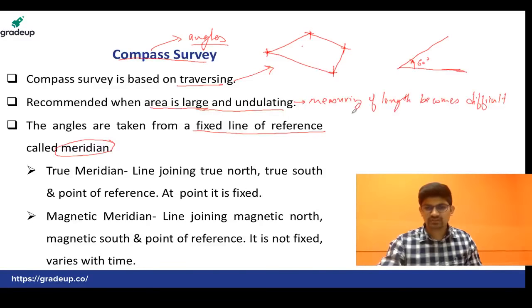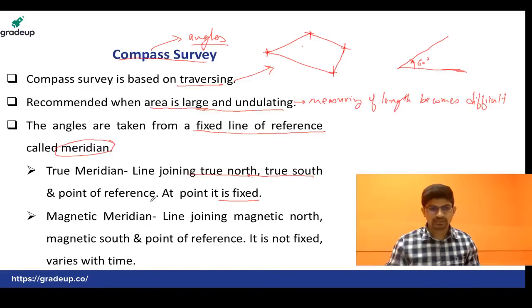Now there are various kinds of meridian which are defined. The first among these is true meridian. What is a true meridian? It is the line joining true north, true south and the point of reference. Since this is from the objective point of view, I have not written the entire sentence; I have only written the key points which are important. At a point it is fixed, so true meridian cannot change.